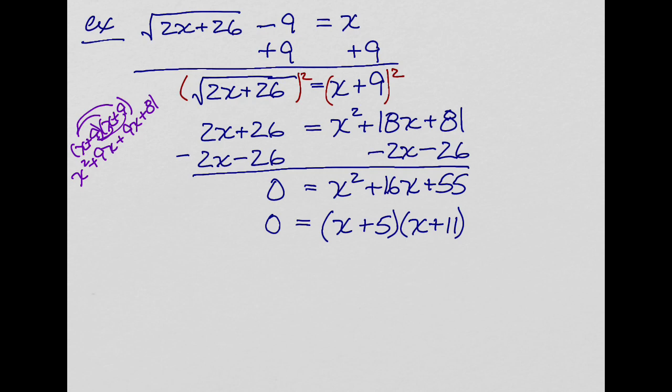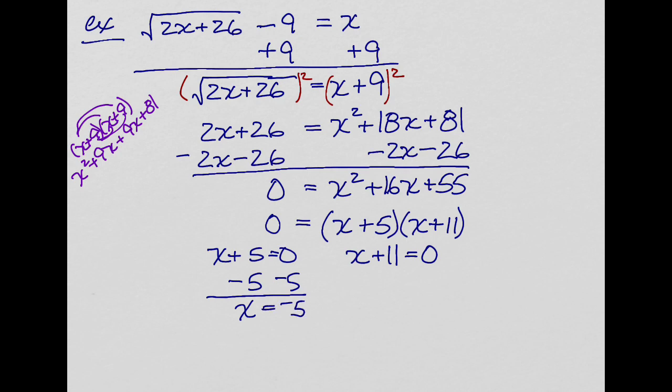Next, I'm going to solve this quadratic equation by setting each factor equal to 0. And I have 2 little tiny linear equations, which I can solve by subtracting. And if you can make the jump from x plus 5 equals 0 to x equals negative 5 without writing down anything in between, that's fine at this stage in the game. And if you need to write it down, write it down. That's fine too.